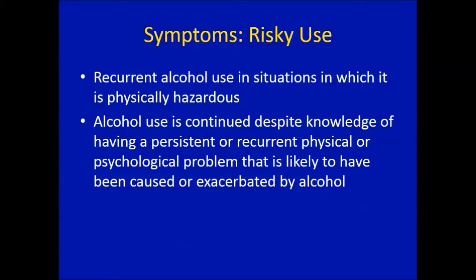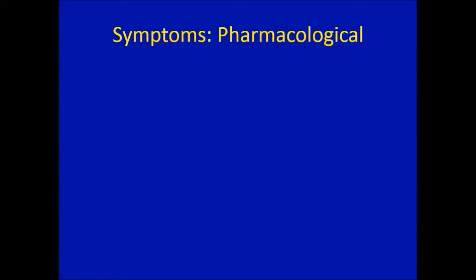And our final set of symptoms are what we call the pharmacological symptoms. So these are evidence of physiological changes associated with recurrent substance use. So one of these symptoms is tolerance. So tolerance is when an individual needs to consume a larger amount of a substance to experience the same effects as a result of repeated ingestion of a substance over time.